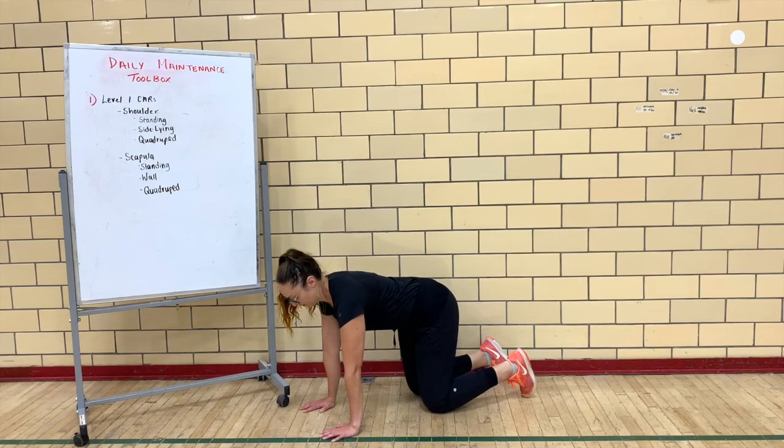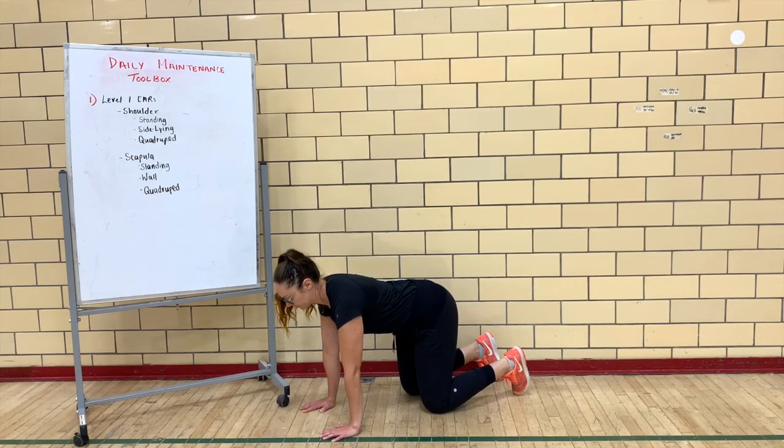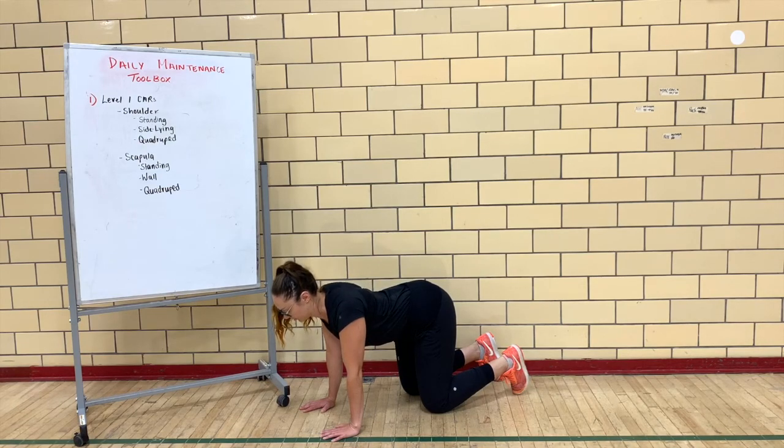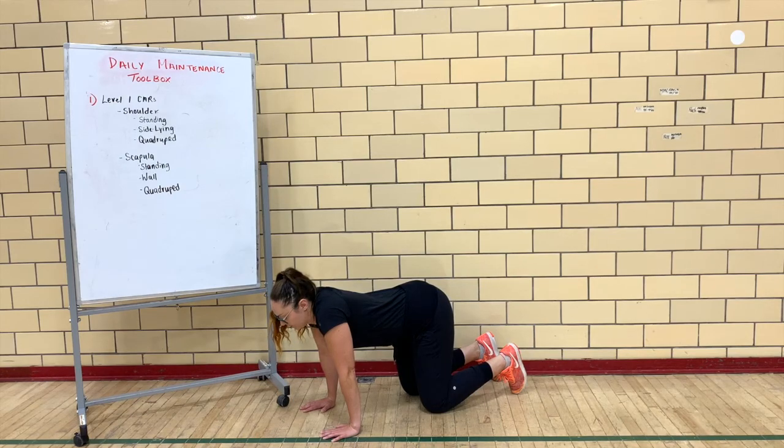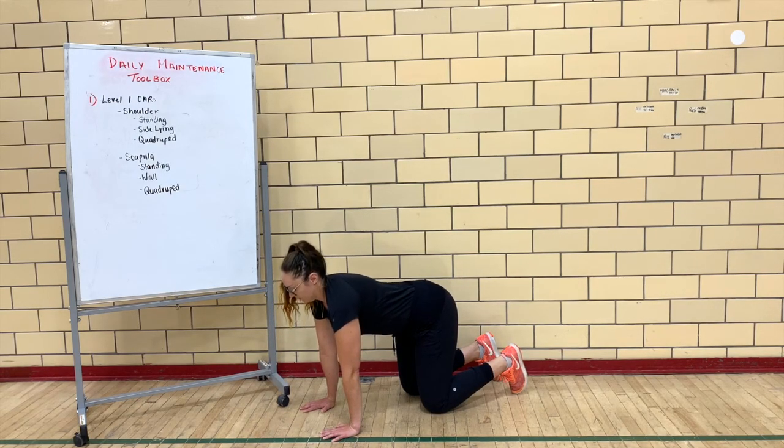Another variation for the scapula here on hands and knees. It's similar to the wall in that it just gives you a little bit more feedback. You can feel the movement in a different way. You're still lowering the shoulder blades down, sinking down into them, not bending at the elbows, lifting them up to the ears, then pushing the floor away.